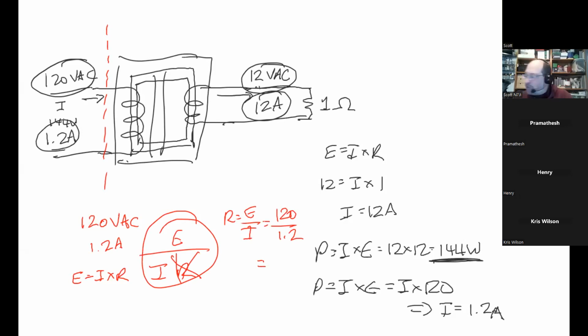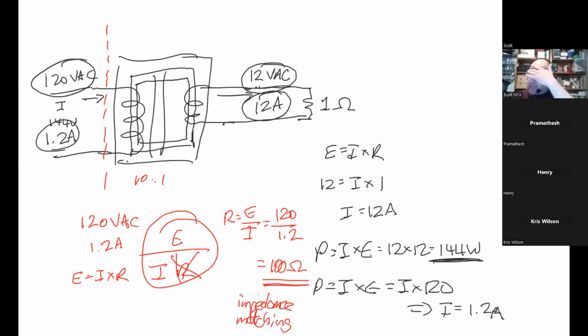100. That's 100. My equivalent resistance is 100 ohms. My resistance changed as the square of my ratio. So not only can a transformer be used to transform voltage and transform current, it can also be used to transform impedance. This is known as an impedance match. We can use that as an impedance matching transformer.